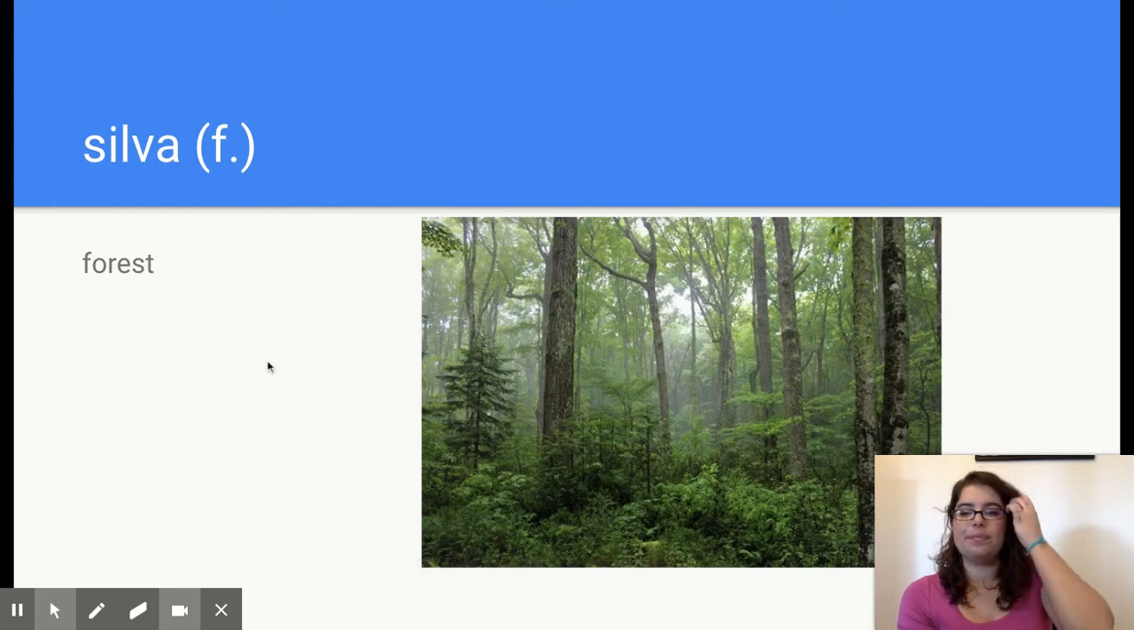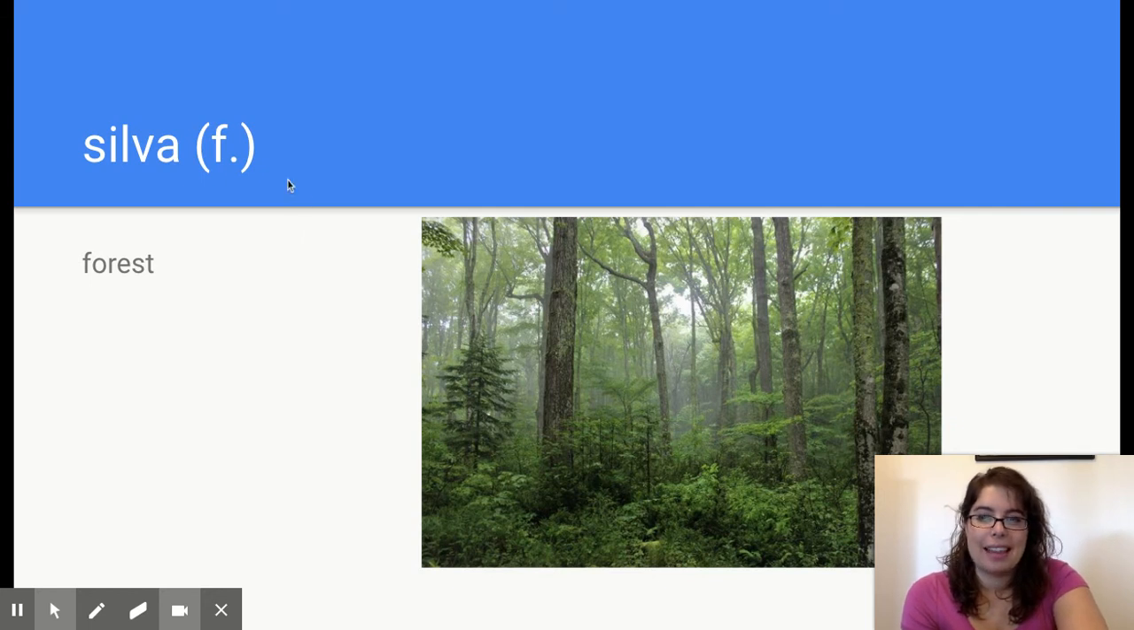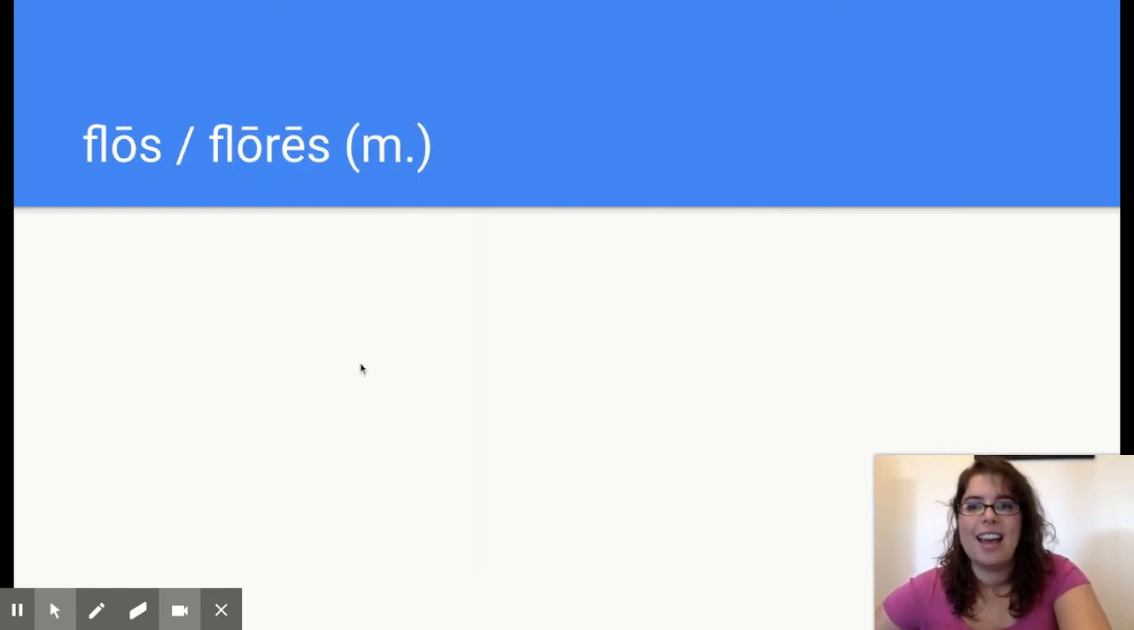I don't know if there's any Lord of the Rings fans out there, but J.R.R. Tolkien did study Latin and many other languages. He was a linguist, and in the Lord of the Rings, there's a group of elves that are called the Sylvan elves, and those are the woodland elves, the elves that live in the forest. So Sylvan from this silva. There's Latin in lots of books that are out there, whether you are aware of it or not. So silva is our word for forest.